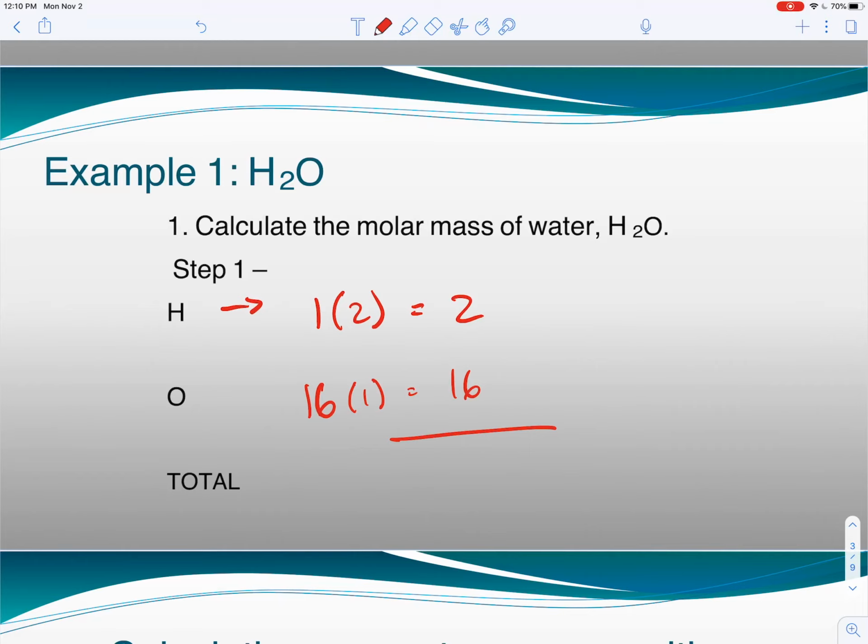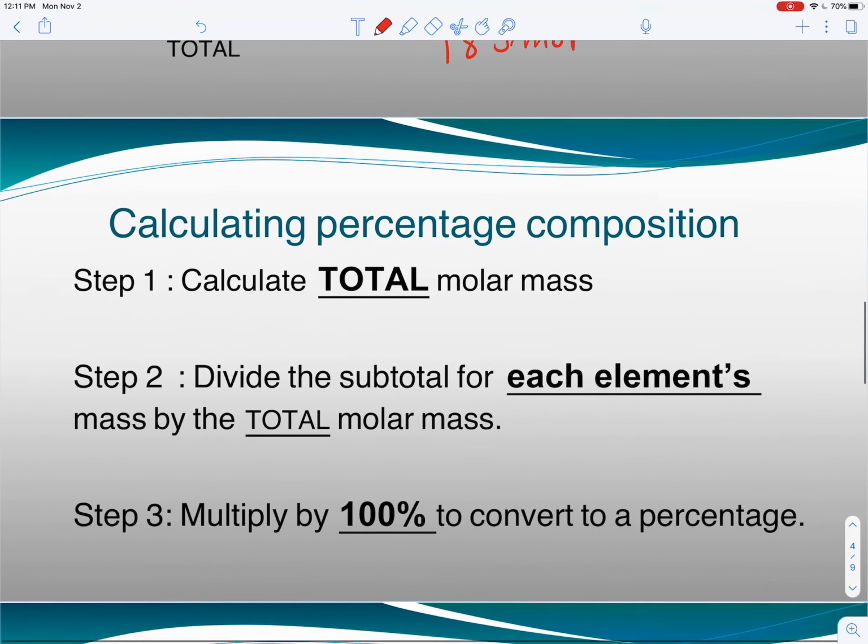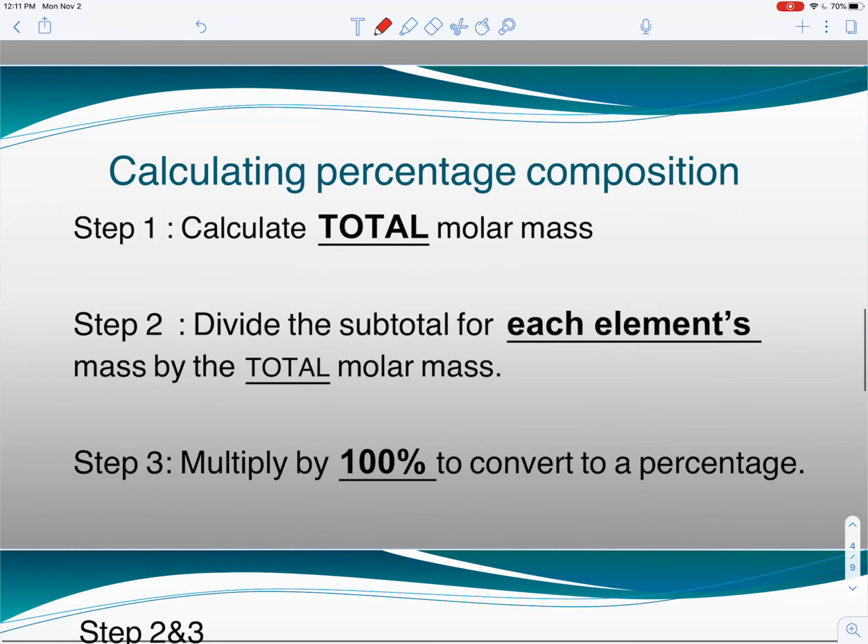So we want to add this up, and here I'm just rounding it off. If it's close to 0, it's okay that you round off these numbers. So the total molar mass is going to be 18 grams per mole. That's step 1, right? Calculate the total molar mass.